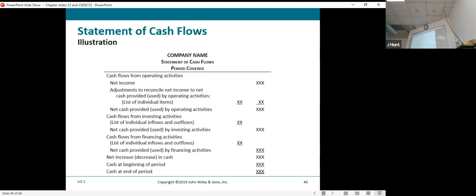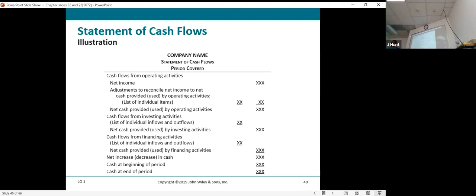So this is an example, an illustration of a statement of cash flows. Here you have the sections: the operating section here, the investing section here, financing, and then the change in cash. So this line adds these three totals: cash flow from operating activities, cash flow from investing, and cash flow from financing. Those three added together give you your net increase or decrease in cash.